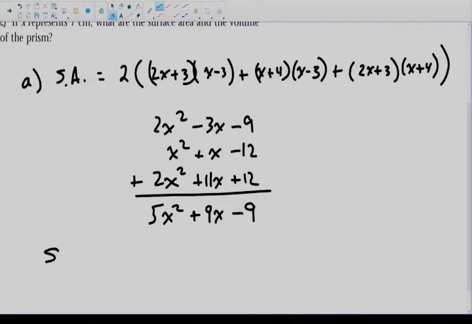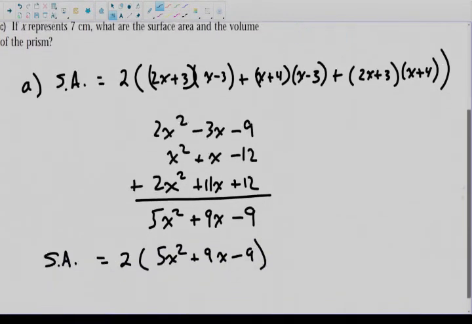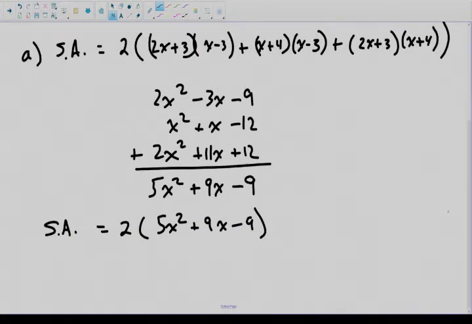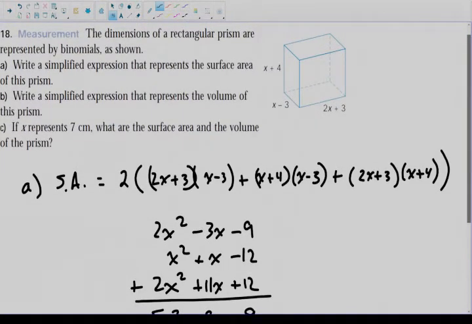So what is my surface area formula? It's 2 times 5x squared plus 9x minus 9. So I'm going to let you check to see if that surface area can be factored. Okay. So that is going to be my simplified expression.